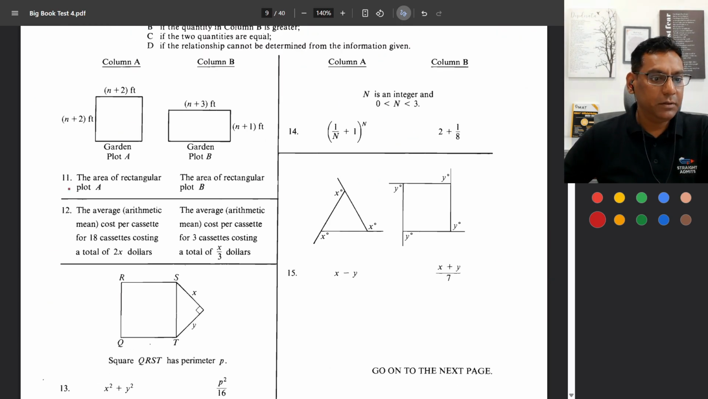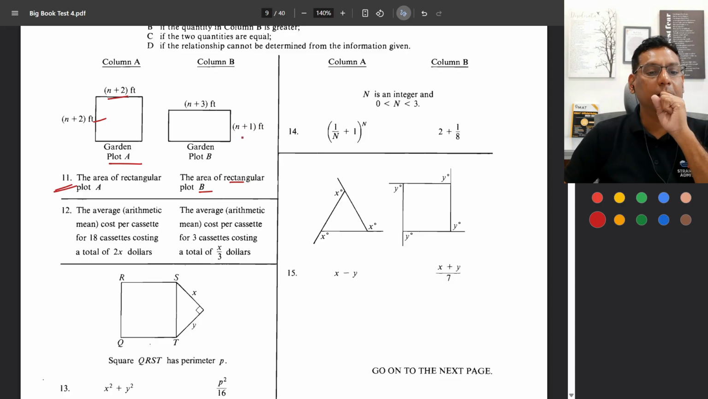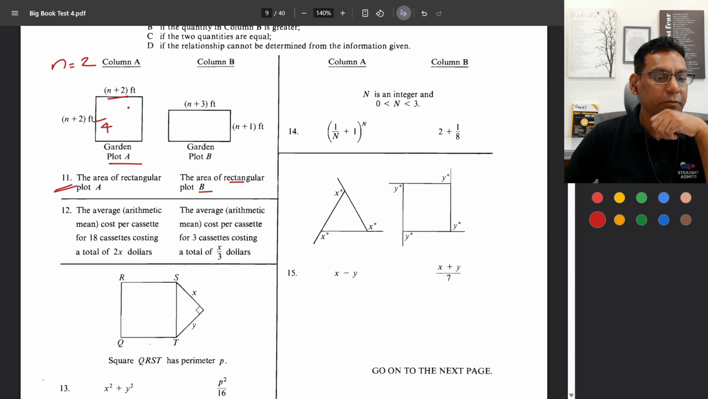Question 11, the area of rectangular plot A. Okay, this is plot A. What would be the area? The area would be n plus 2 into n plus 2. And here area of plot B, that would be n plus 3 into n plus 1. To compare that, let's take some value for n. Let's say n is equal to 2. So this is going to be 4 by 4, so this is going to be 16. If n is equal to 2, this is going to be 5, this is going to be 3, this is going to be 15. Okay, so answer A.